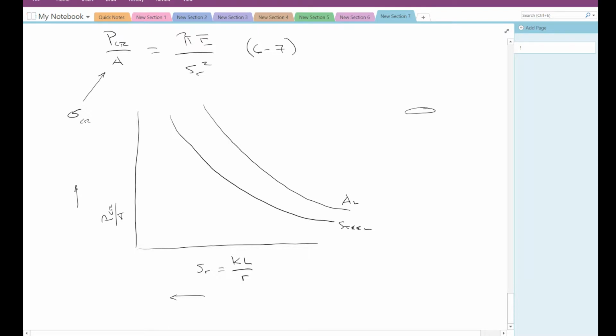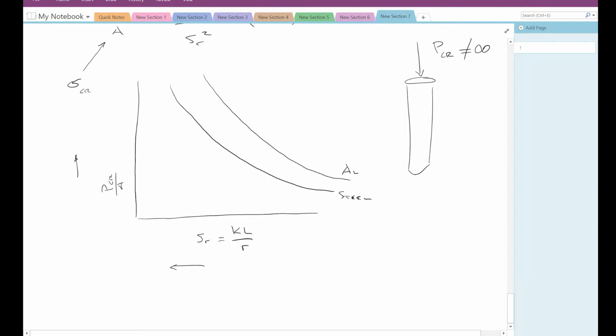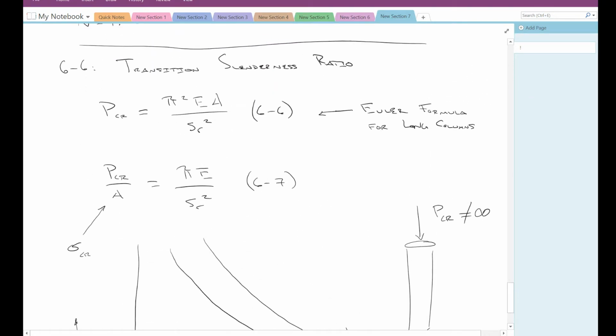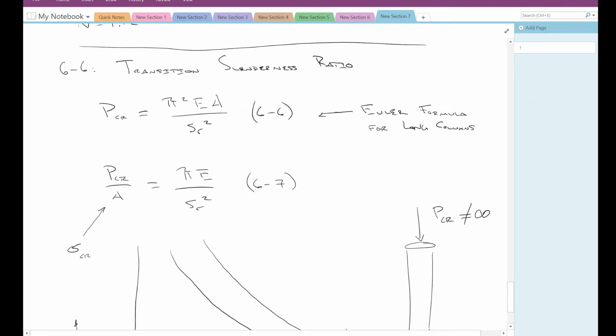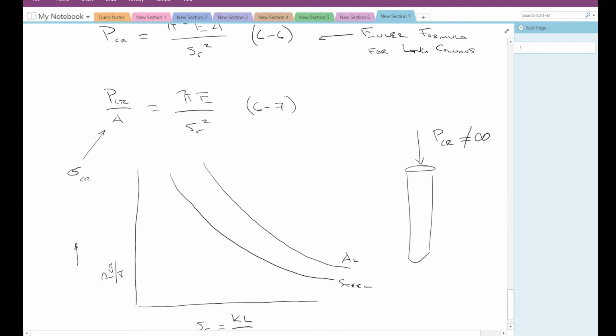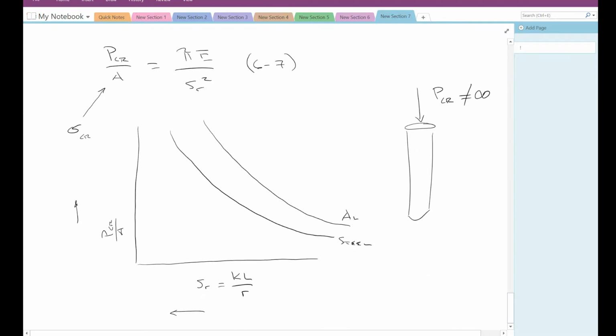So if we have a column with a fixed cross-sectional area, our critical buckling load cannot go to infinity. That doesn't make physical sense in our realistic world. Maybe in another dimension or something, but not in ours. So what we need to do is define a point at which the Euler formula for long columns no longer applies, and we have to move on to another formula, which is called the J.B. Johnson formula for short columns, and I'll write that out here in a little bit.